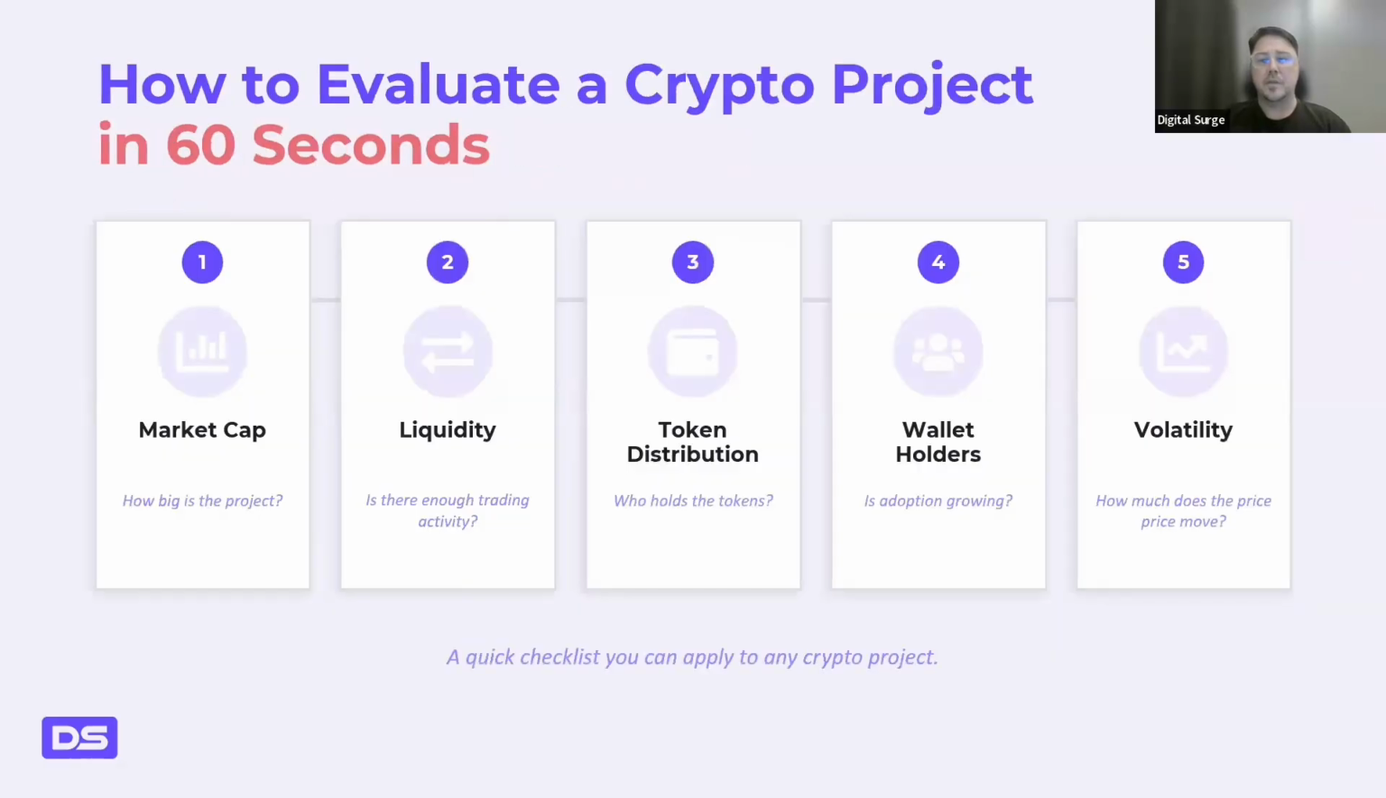A helpful way to think about this is a simple checklist that you can run through in about 60 seconds. Think of it as a first filter, not a final decision. Step 1, check the market cap. Is it a large cap? Is it a well-established project?